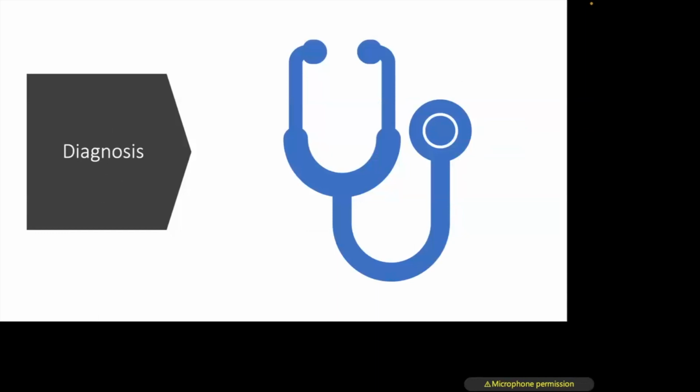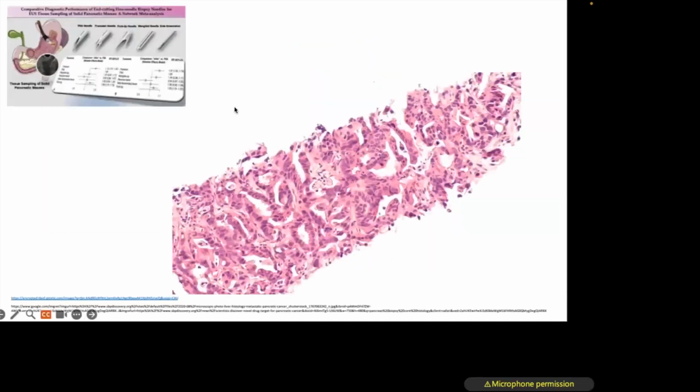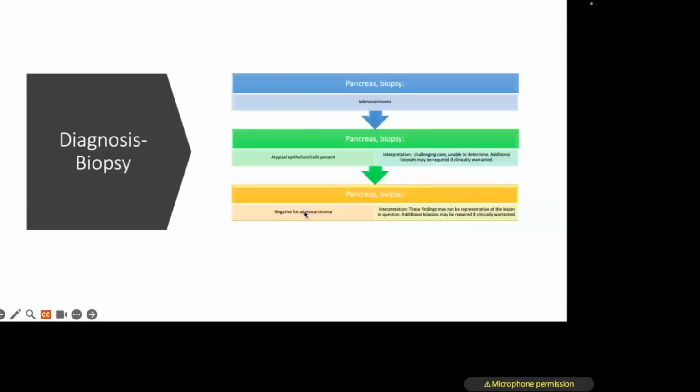So let's talk about diagnosis, and we'll begin with pancreatic biopsies. A pancreatic biopsy is done when the patient begins to be symptomatic, and on radiology they identify a mass or a lesion. They'll usually use a needle to biopsy a specimen. This is basically what a biopsy of a pancreatic core looks like. This is tumor. This is a pancreatic ductal adenocarcinoma.